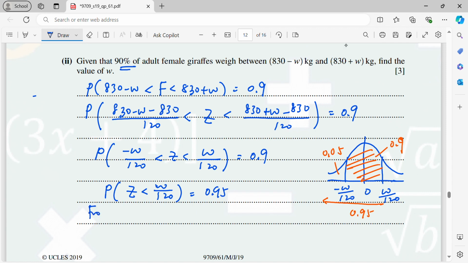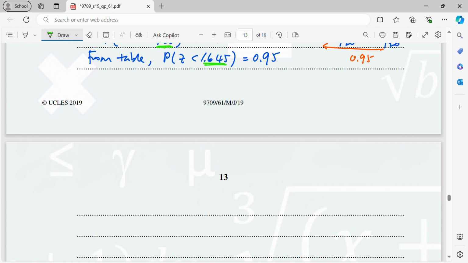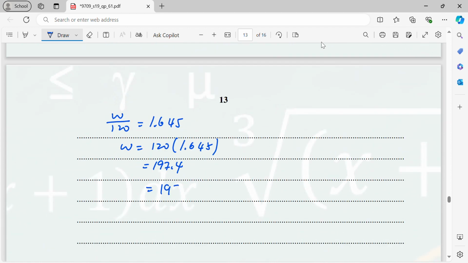So from here, I will just write, from table, P(Z less than 1.645) is 0.95. And now when you compare, 1.645 is basically W over 120. Then from there, we can solve for the W. So I will write W over 120 equals 1.645. Therefore, my W is 120 times 1.645, that is going to be 197.4. And now I round to 3 significant figures. That will be 197. So that's all for this solution.